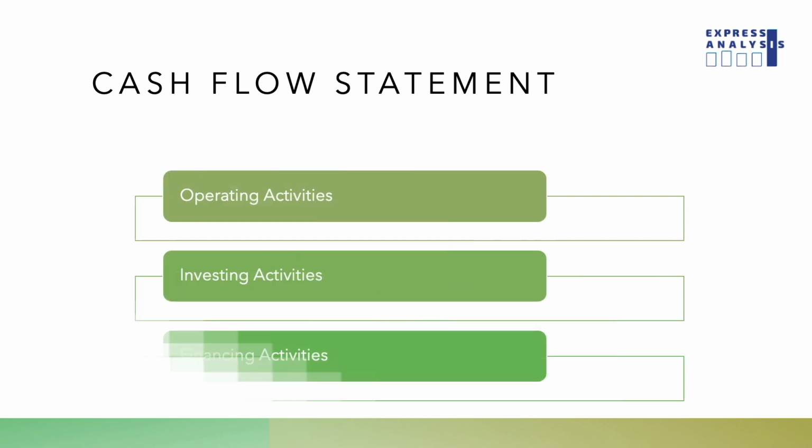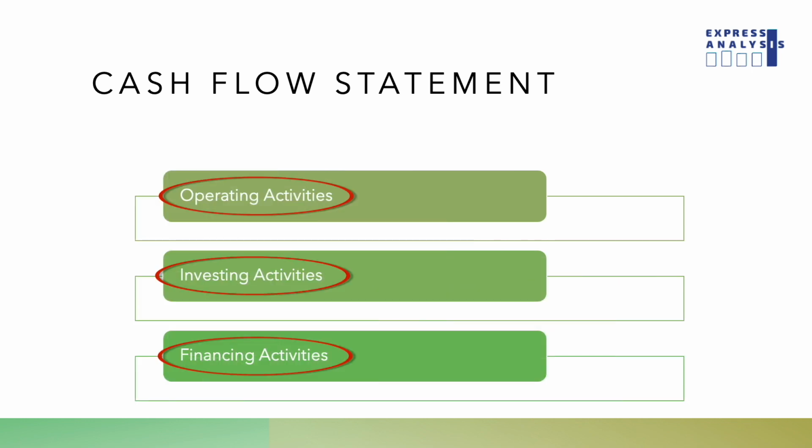The cash flow statement tracks the inflows and outflows of cash over a specific period. It helps determine a company's liquidity and ability to generate cash to fund operations, pay debts, and invest in growth. The cash flow statement is divided into 3 sections. Operating activities, cash generated or used by the company's core business operations. It includes cash receipts from sales, cash payments to suppliers, and other operational cash transactions.